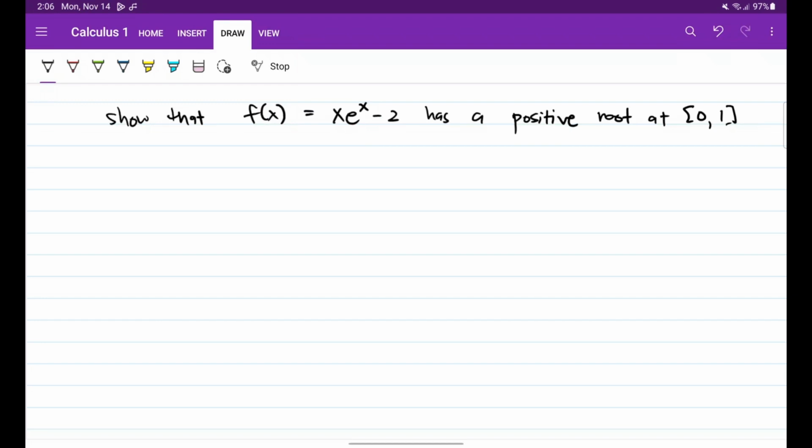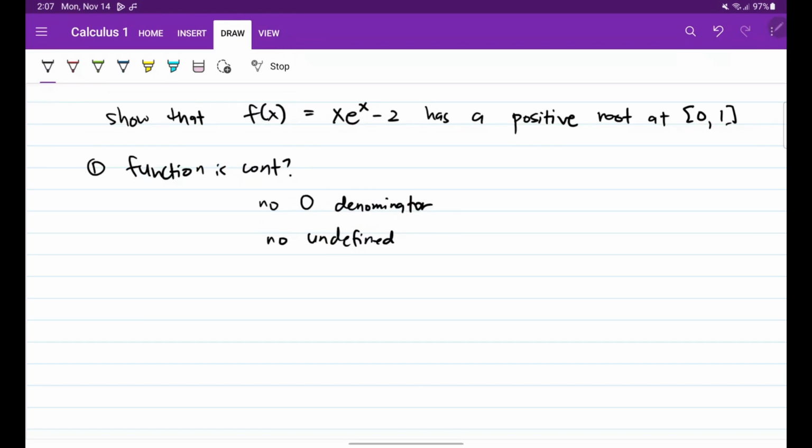So first things first is we check if the function is continuous in its domain. So the function is continuous. Just a quick, informal check here: no zero denominator, no undefined values in the range (0, 1). So we can say that f is continuous.